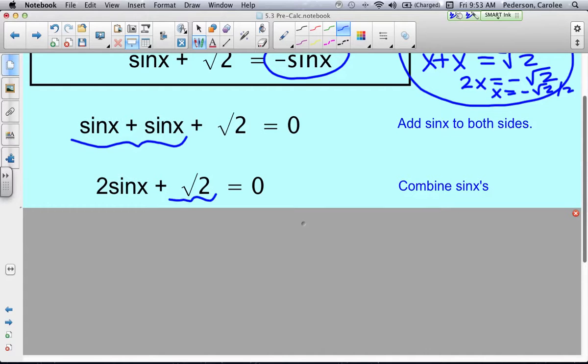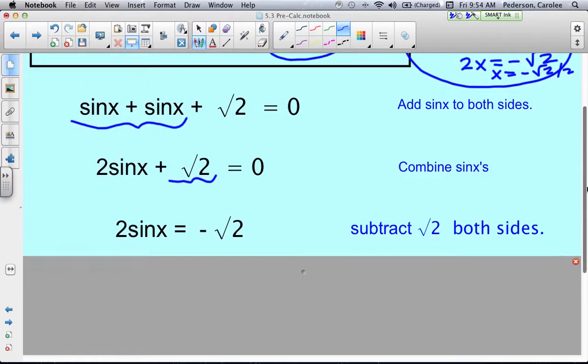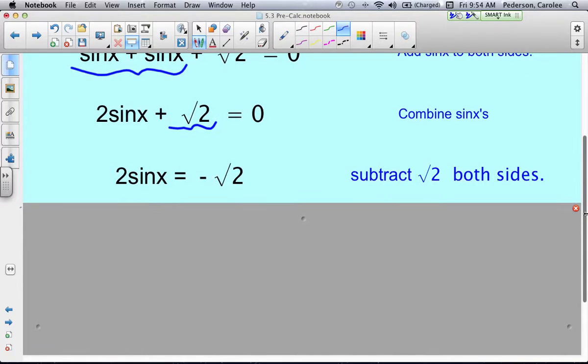Get that square root of 2 over to the right-hand side. So how do you get the square root of 2 over to the right-hand side? How do you undo it? Subtract it. Yep. So now we have 2 sine of x equals negative square root of 2. What's the next step to undo? Divide by 2. Get rid of this 2. Well, this 2 is multiplying sine of x, so to undo that, we divide it.